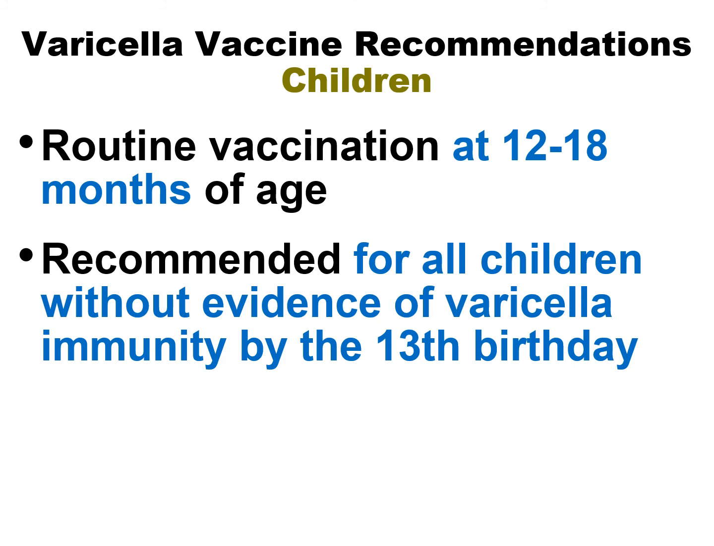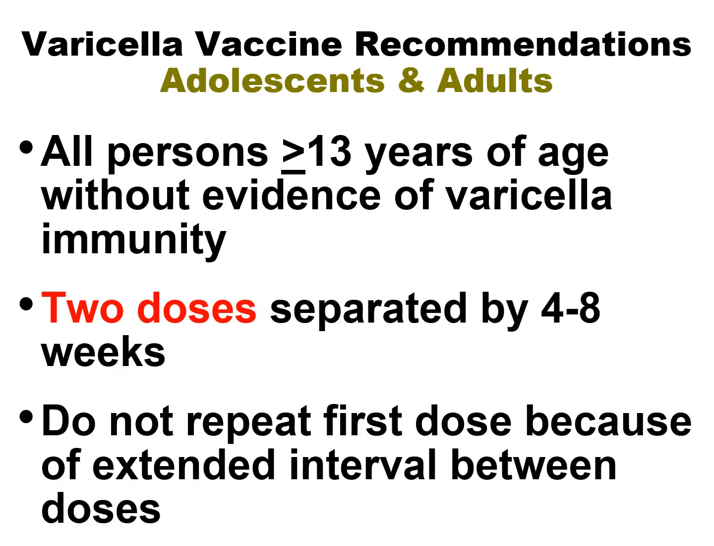In children at 1 to 1.5 years, it is recommended for all children without evidence of varicella immunity by the 13th birthday. Adolescents and adults: all persons more than 13 years of age without evidence of varicella immunity get 2 doses, separated by 8 weeks. Do not repeat the first dose because of an extended interval between doses.